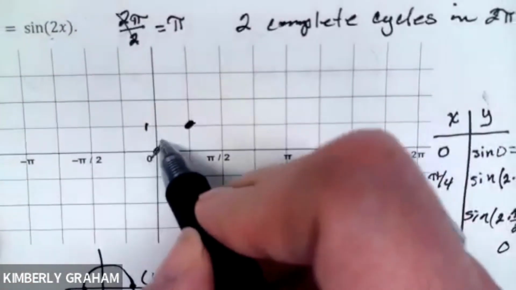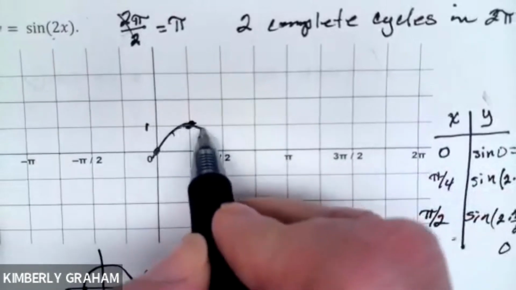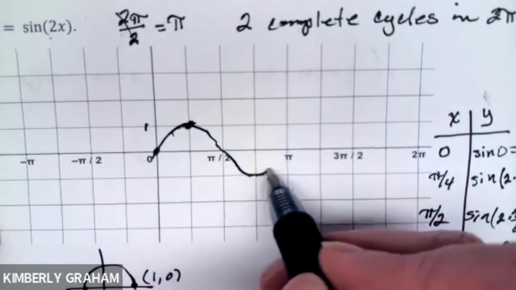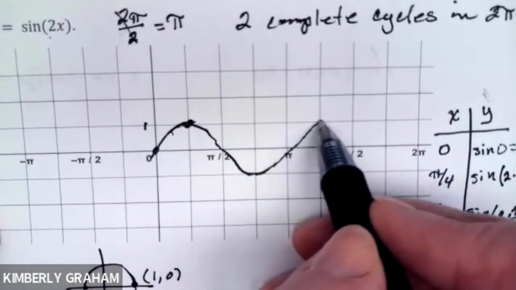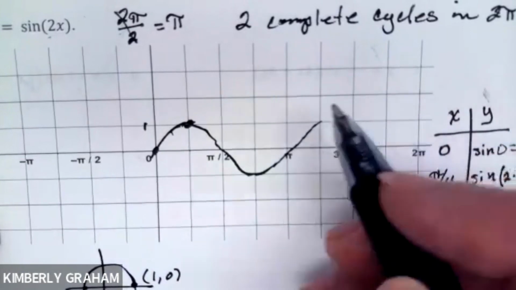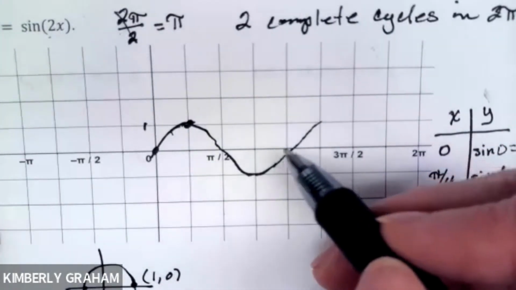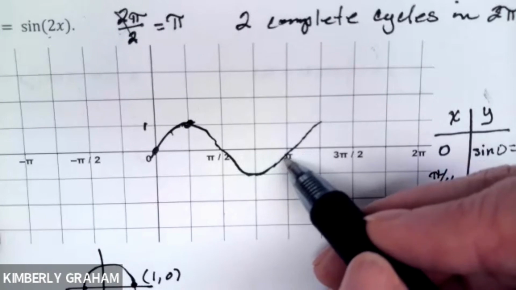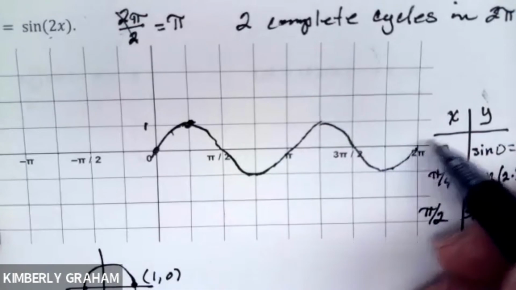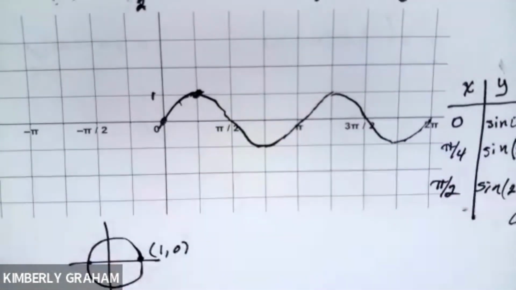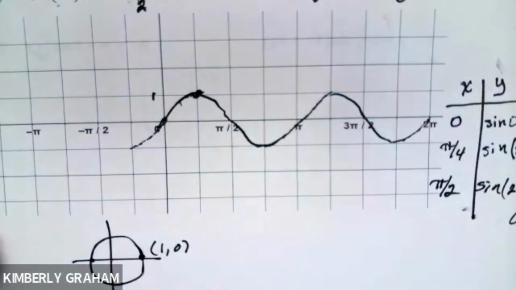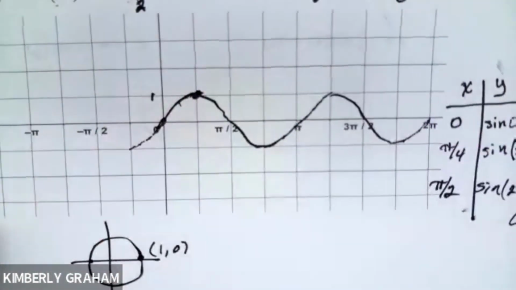Okay, so this would be my half of a rotation or half of a cycle, and then I go up here and I'm going to come back down here and then up again. So that would be 2 cycles here into 2 pi.